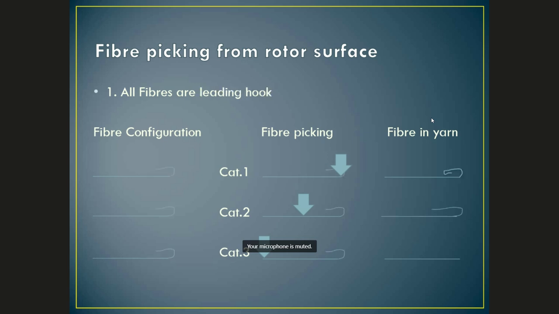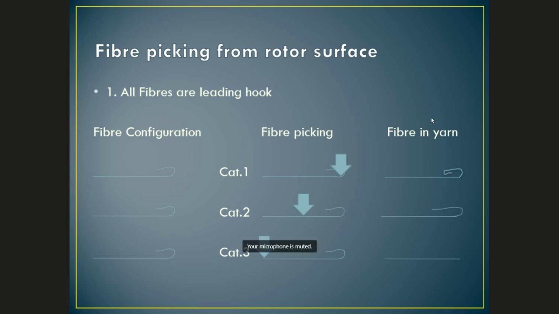Now the second situation is where all fibers in the sliver have a leading hook. This is the situation I'm talking about. All fibers have a leading hook in the sliver. Again, category 1: this fiber is just emerging from the transport tube and it is being picked by the yarn tail. It will again form a leading hook. Maybe that hook extent is going to be more, but yes, it is going to remain a leading hook.